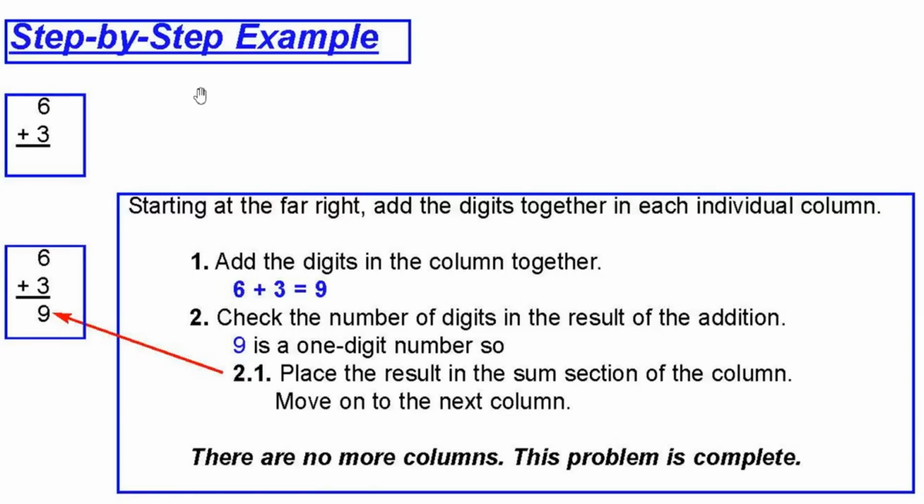In this example, we're going to solve 6 plus 3. Starting at the far right, add the digits together in each individual column. This problem has only one column, so we will simply add the digits together. Add the digits in the column together.